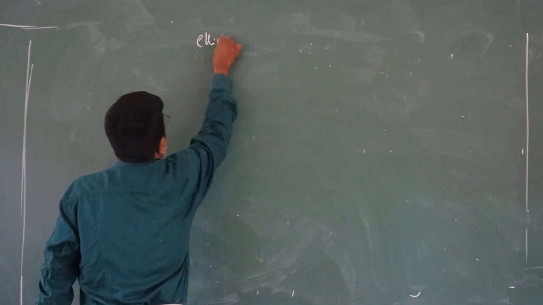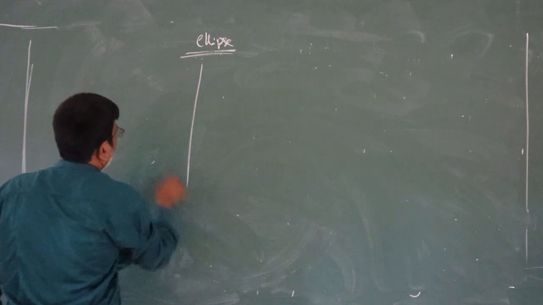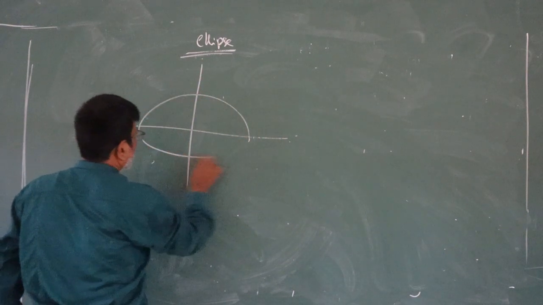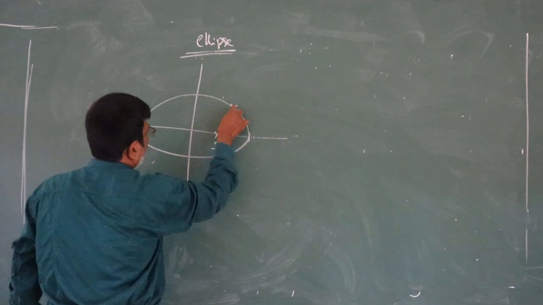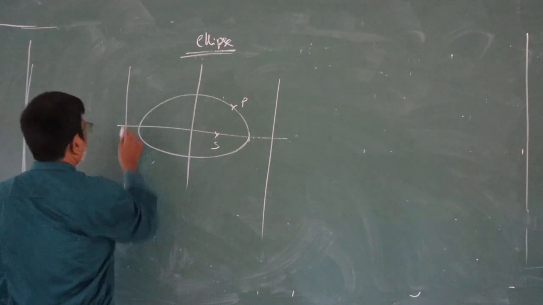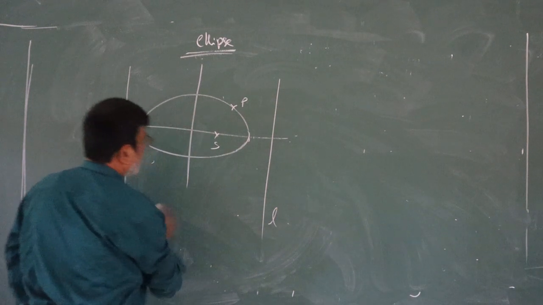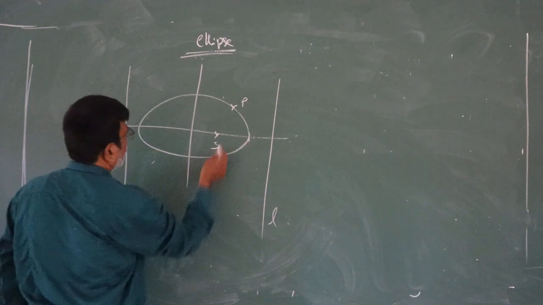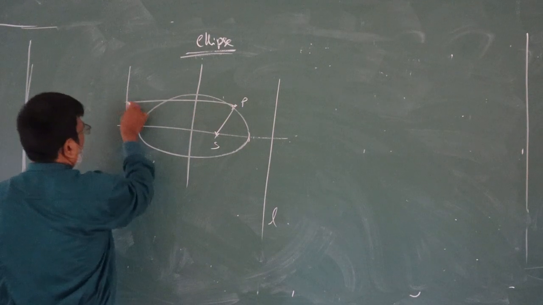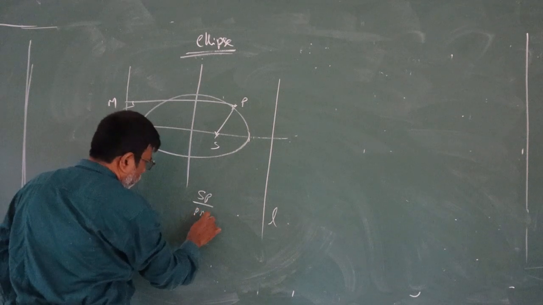So ellipse is nothing but like this. This is the ellipse. S is the focus, P is any point on the ellipse. These are fixed lines, called directrix, later on called directrices, two directrices. SP by PM, the perpendicular distance, equals E.